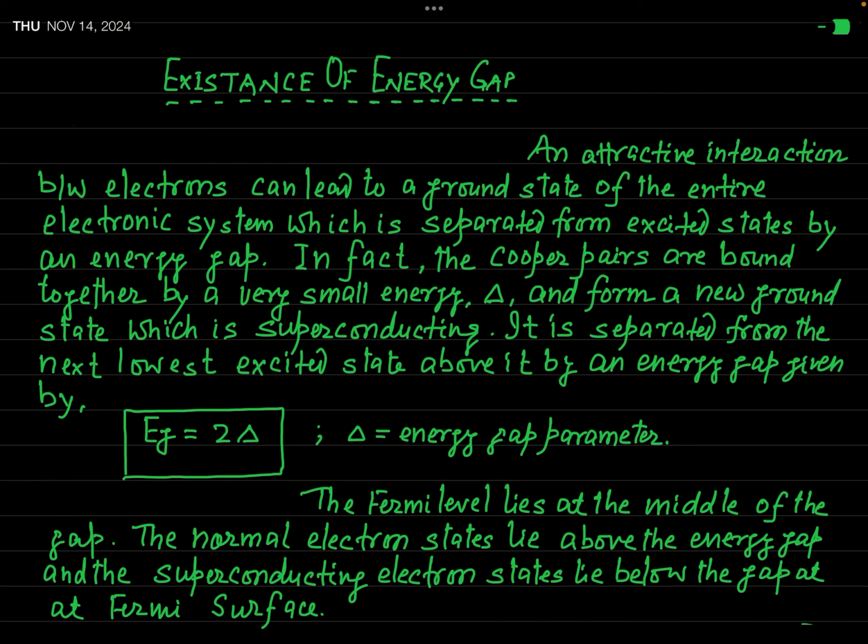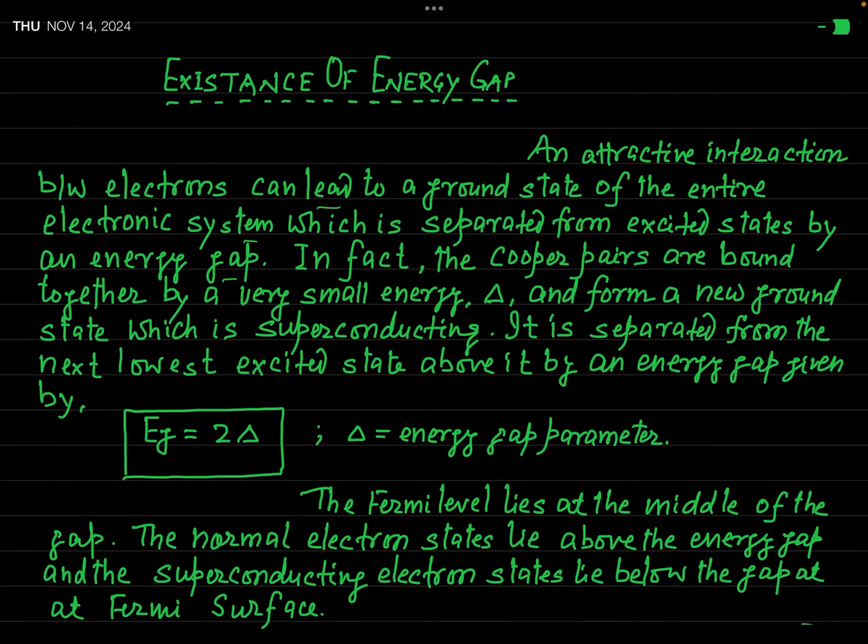In the first part of the lecture you have seen that due to the phonon mediation, a pair of electrons is formed due to the attractive interaction between the electrons, which is called a Cooper pair. This attractive interaction between electrons leads to a ground state of the entire electronic system, which is separated from the excited states by an energy gap. So there will be a BCS ground state and also an excited state, and the difference of the energy of the excited state from the ground state is called the energy gap.